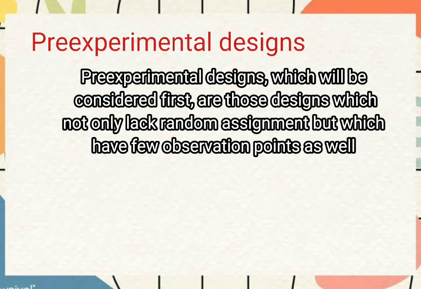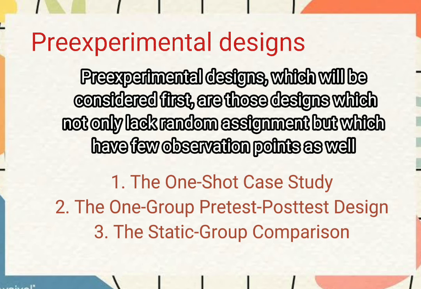Pre-experimental designs. Pre-experimental designs, which will be considered first, are those designs which not only lack random assignment but which have few observation points as well. Here are examples of pre-experimental designs. 1. The one-shot case study. 2. The one-group pretest post-test design. 3. The static group comparison.